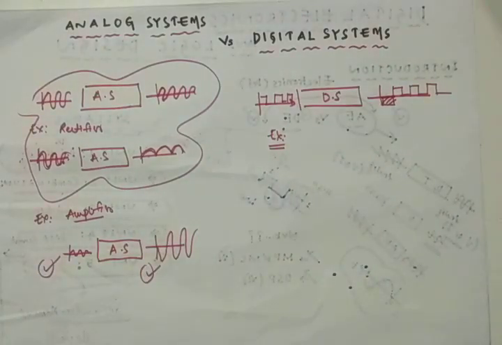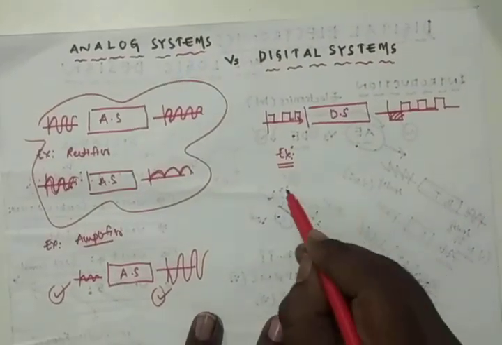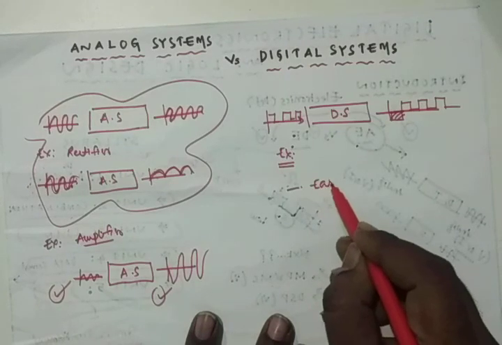Digital systems have a number of advantages over analog systems, and analog systems are now being permanently replaced by digital systems. A very important advantage of the digital system is that digital systems are easy to design. These are very easy to design.